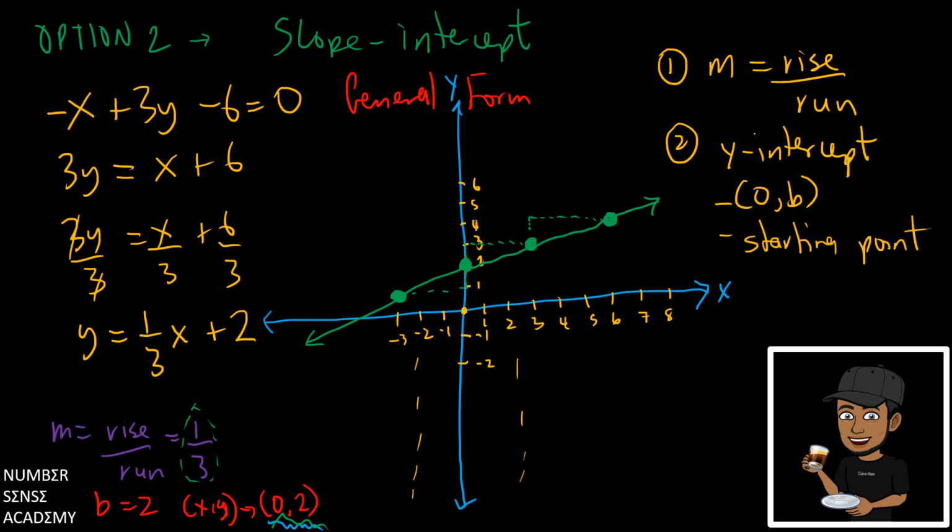Okay, and my equation is y equals 1/3 x plus 2. Or you could write it in general form if you want. So this same equation is minus x plus 3y minus 6 equals 0. Now, before we get to the next one, I want to point out an important thing. If you notice this line, it has a y-intercept, and it intersects the x-axis at a certain point. This will help us figure out our next option.